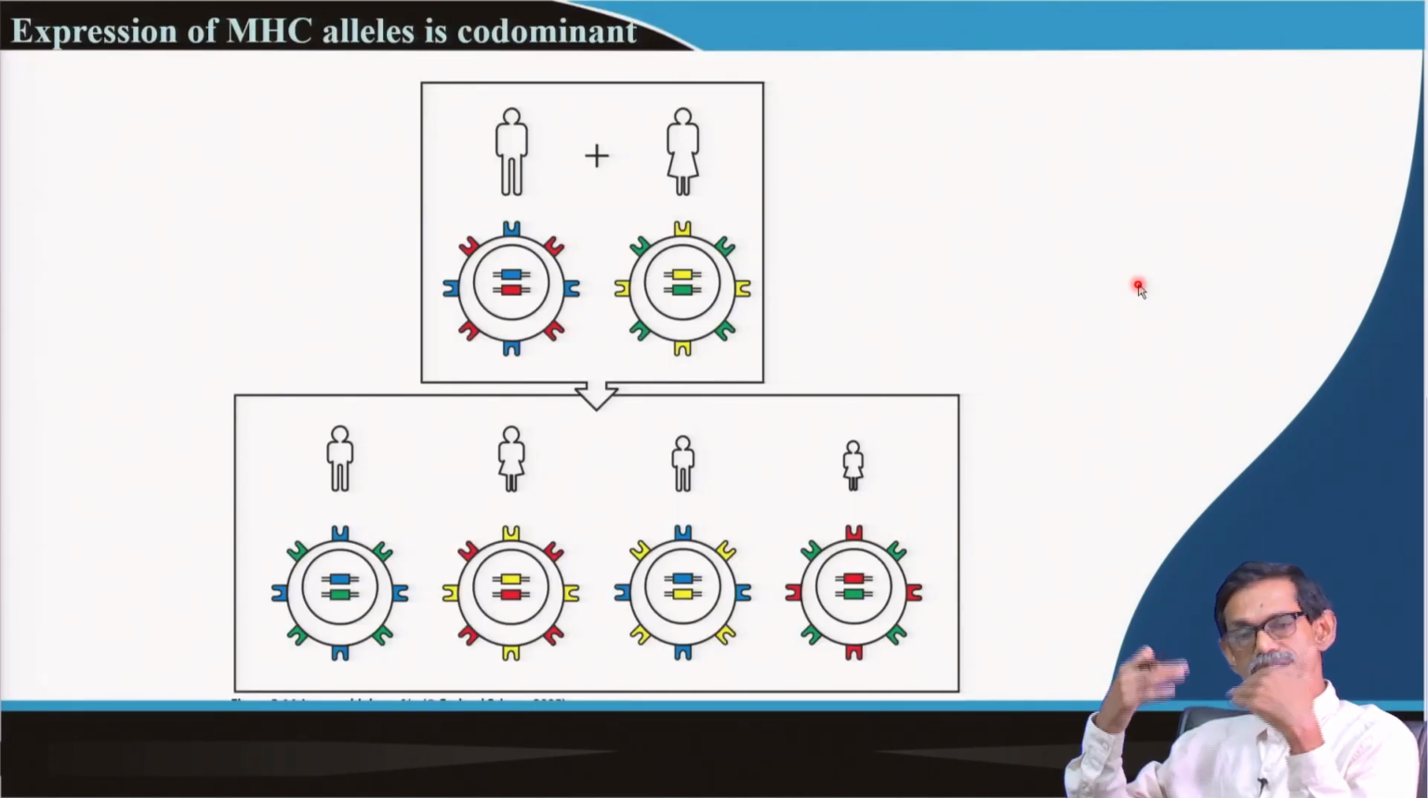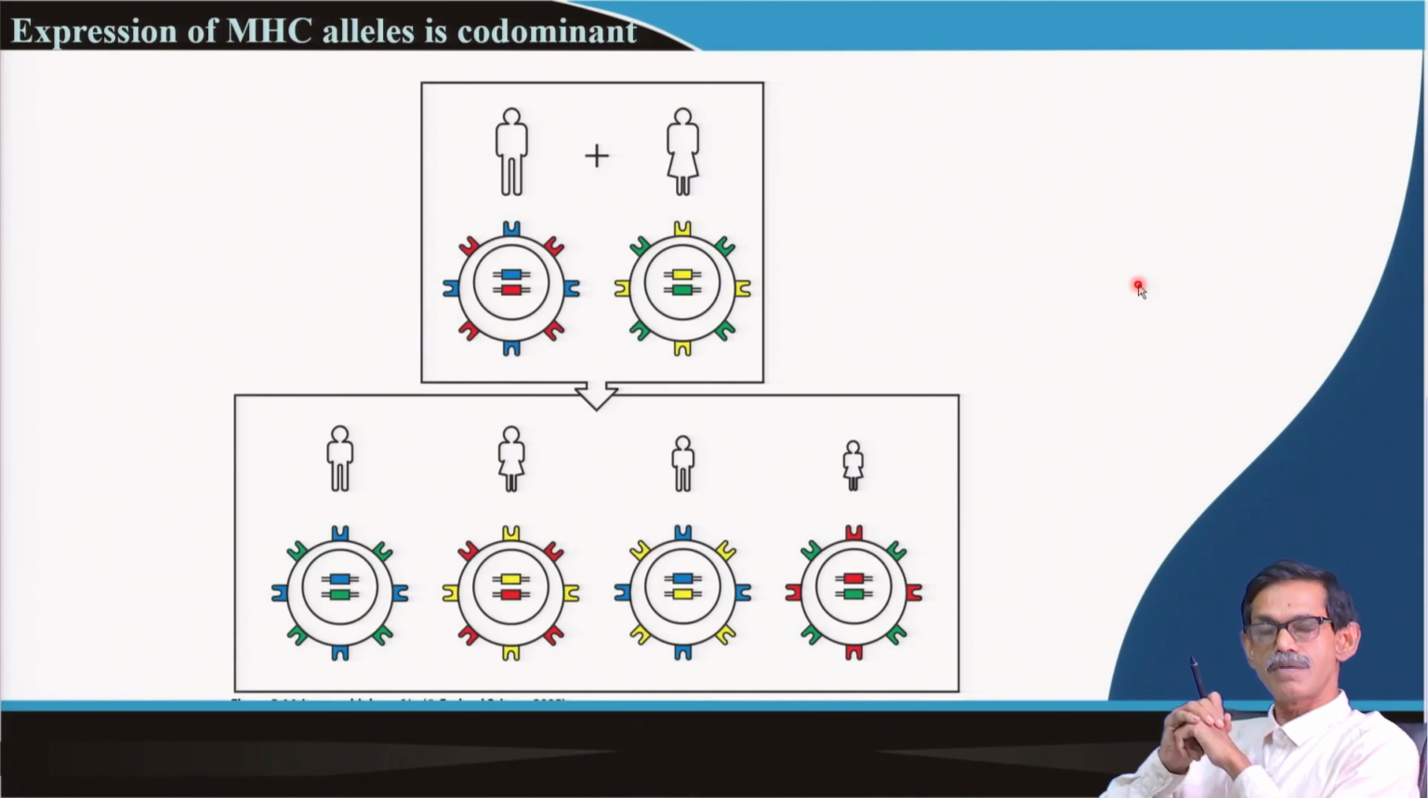So, how did this polymorphism evolve and what are the mechanisms? Why are other genes not showing this polymorphism, but these genes do? This particular MHC is one of the very rare examples of codominance.